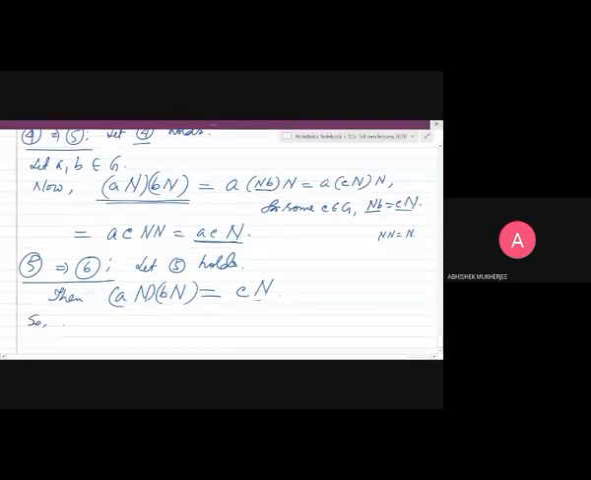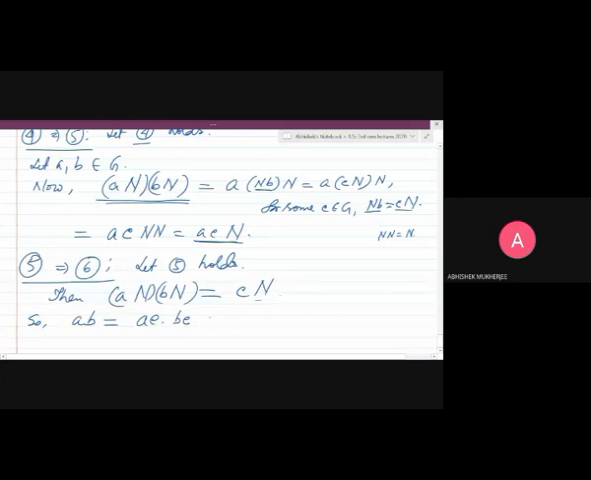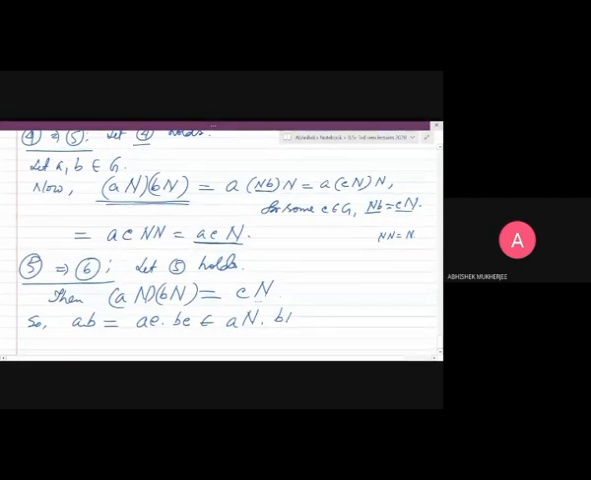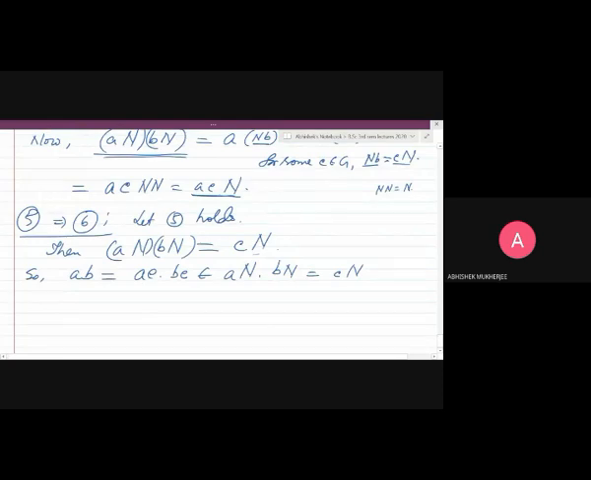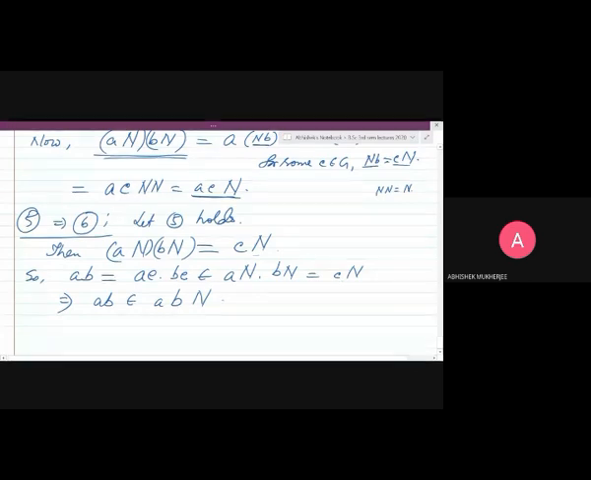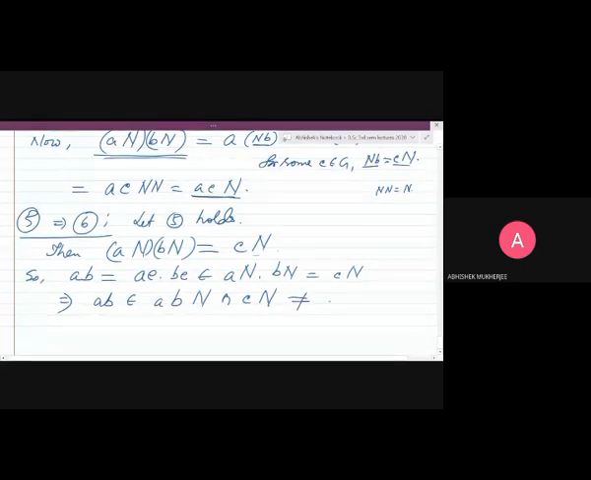So AB can be written as A identity, B identity. That means A belongs to AN and B belongs to BN. But this product is actually CN. So AB equals CN. So this implies AB is in ABN and also in CN. So it is in their intersection. So their intersection is not equal to phi.